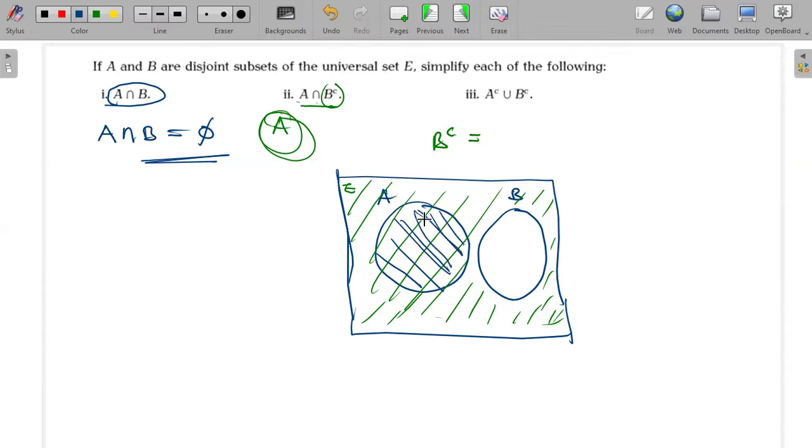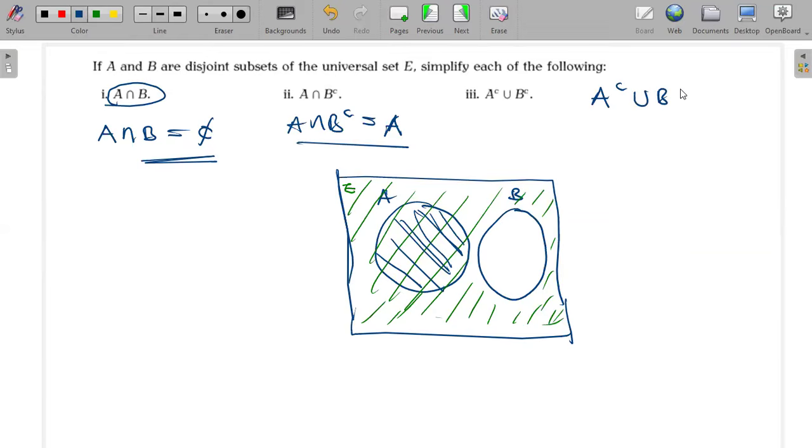So now from what we've shaded here, intersection, these lines here have crisscrossed. It means that they will have the common elements between the two. So hence this A intersect B complement will just simplify to the set A. So that is going to be equal to the set A. Okay. Then here next we have A complement union B complement.